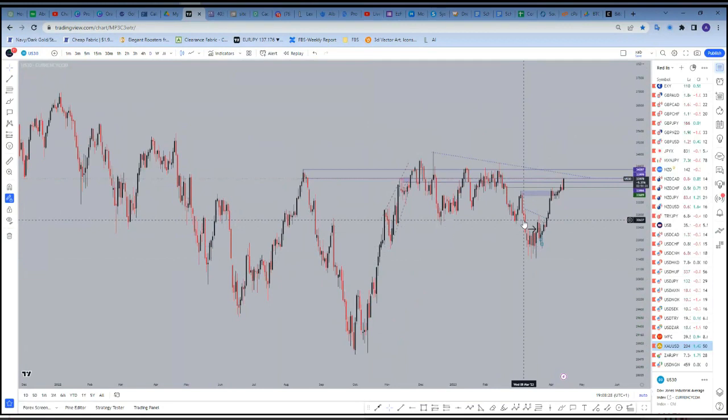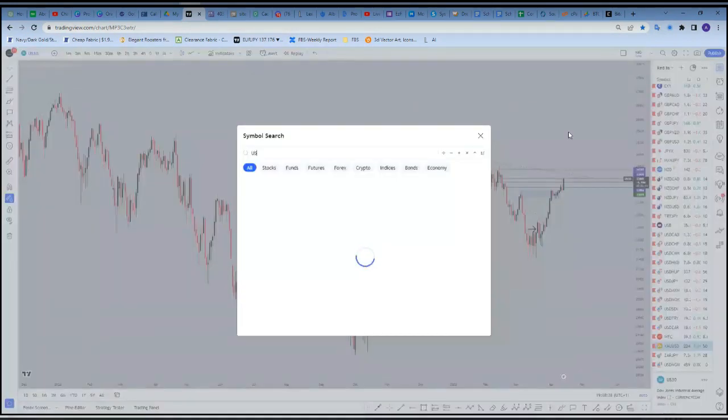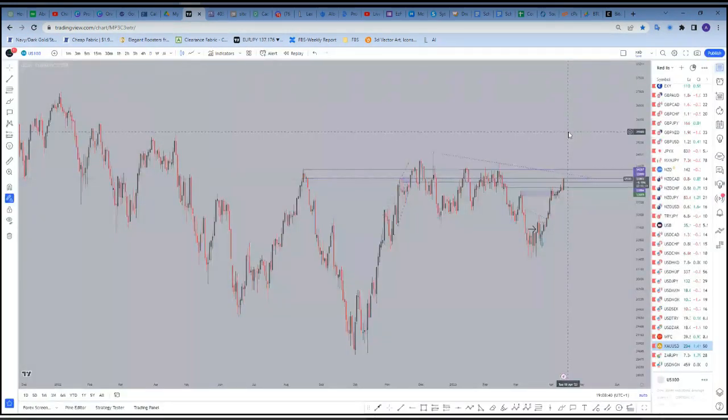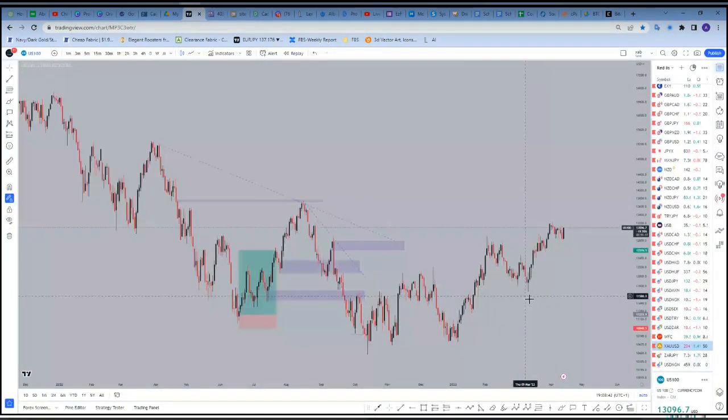The move did not immediately begin because US 30 needed to come into a comfortable demand zone. But you see that all the same, price shot up. You can also check US 100, which is NASDAQ. March 8th, on the 8th of March, you see that it's the same thing.